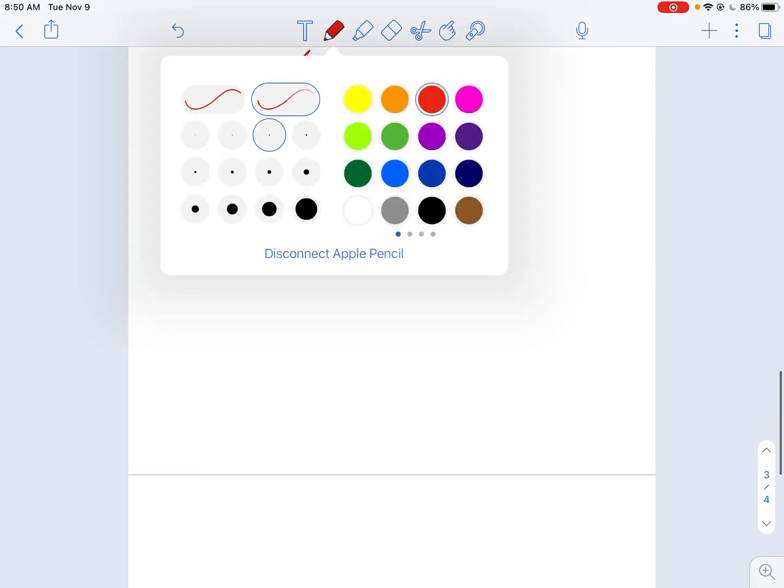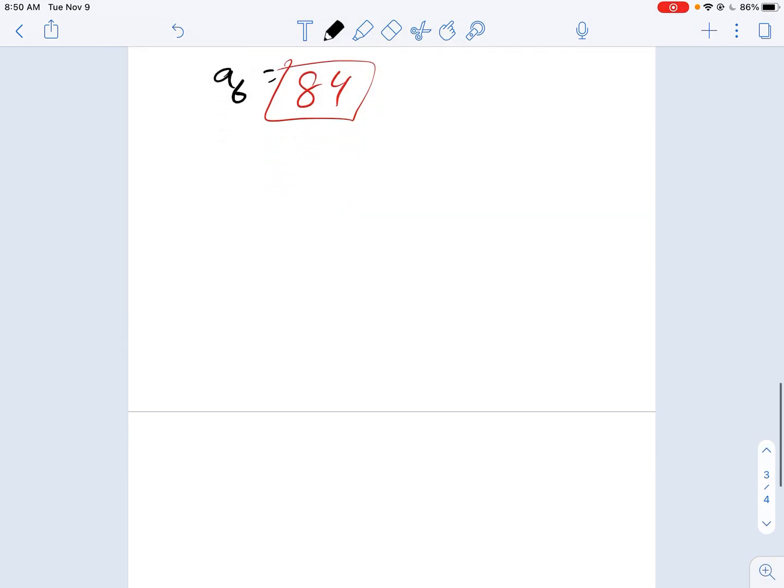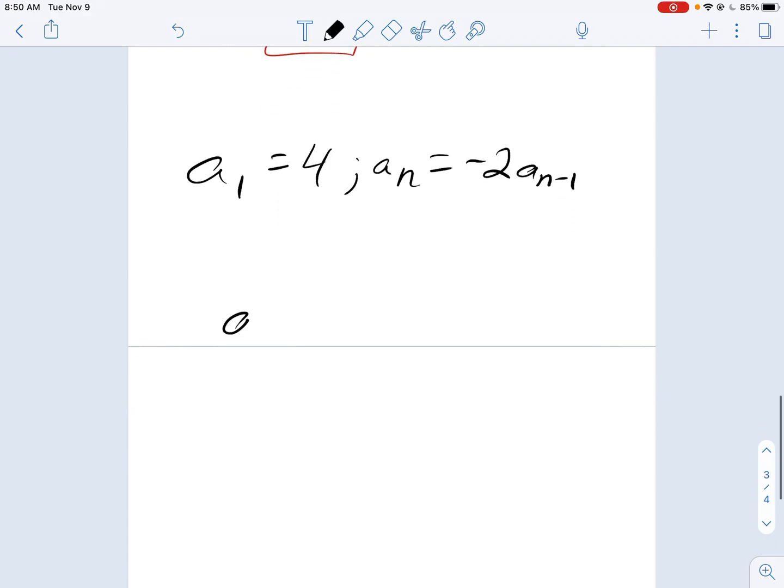Now, once again, we'll go over another style of problem that you might see. Let's say I gave you the first term of a sequence was 4. And then A sub n is equal to negative 2 A sub n minus 1. And you were told to find the 3rd term and the 4th term of this sequence.